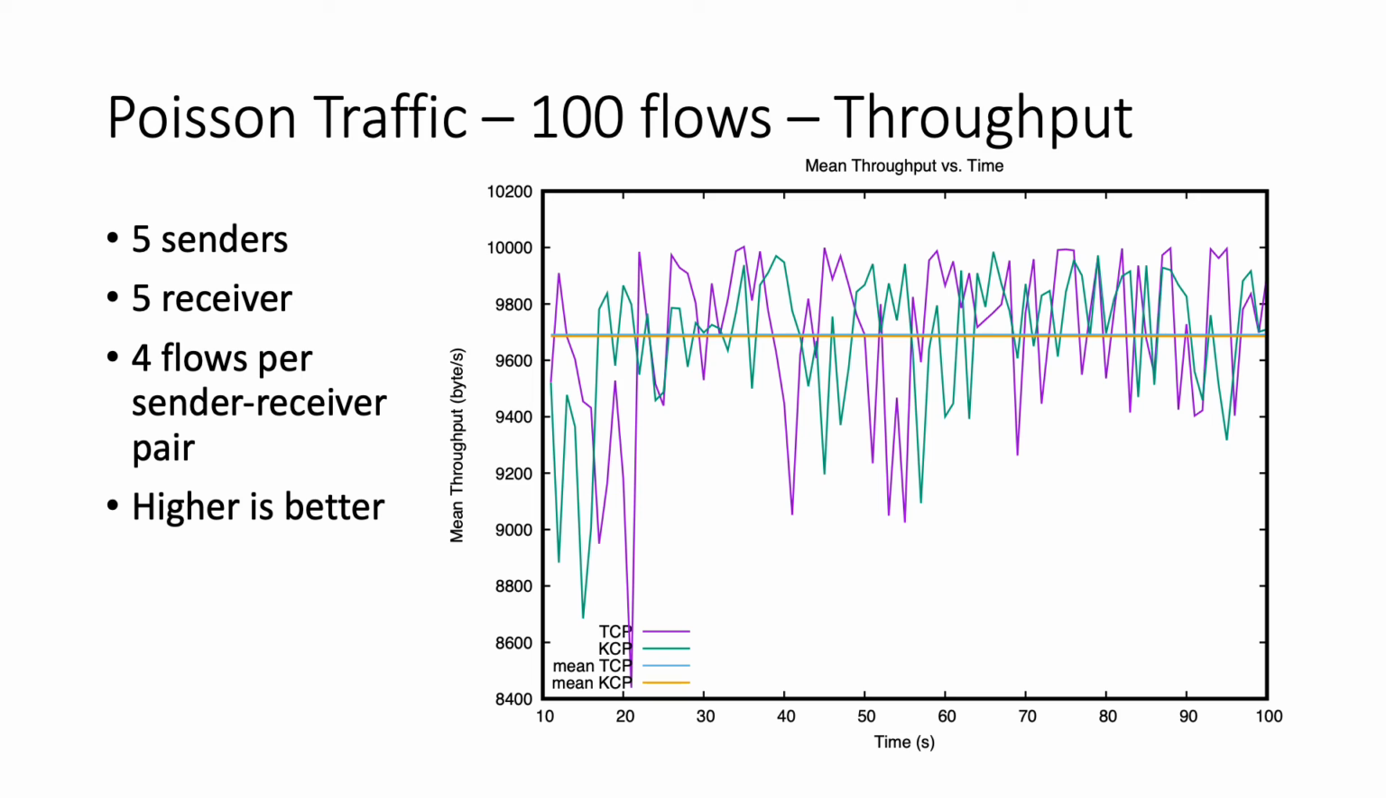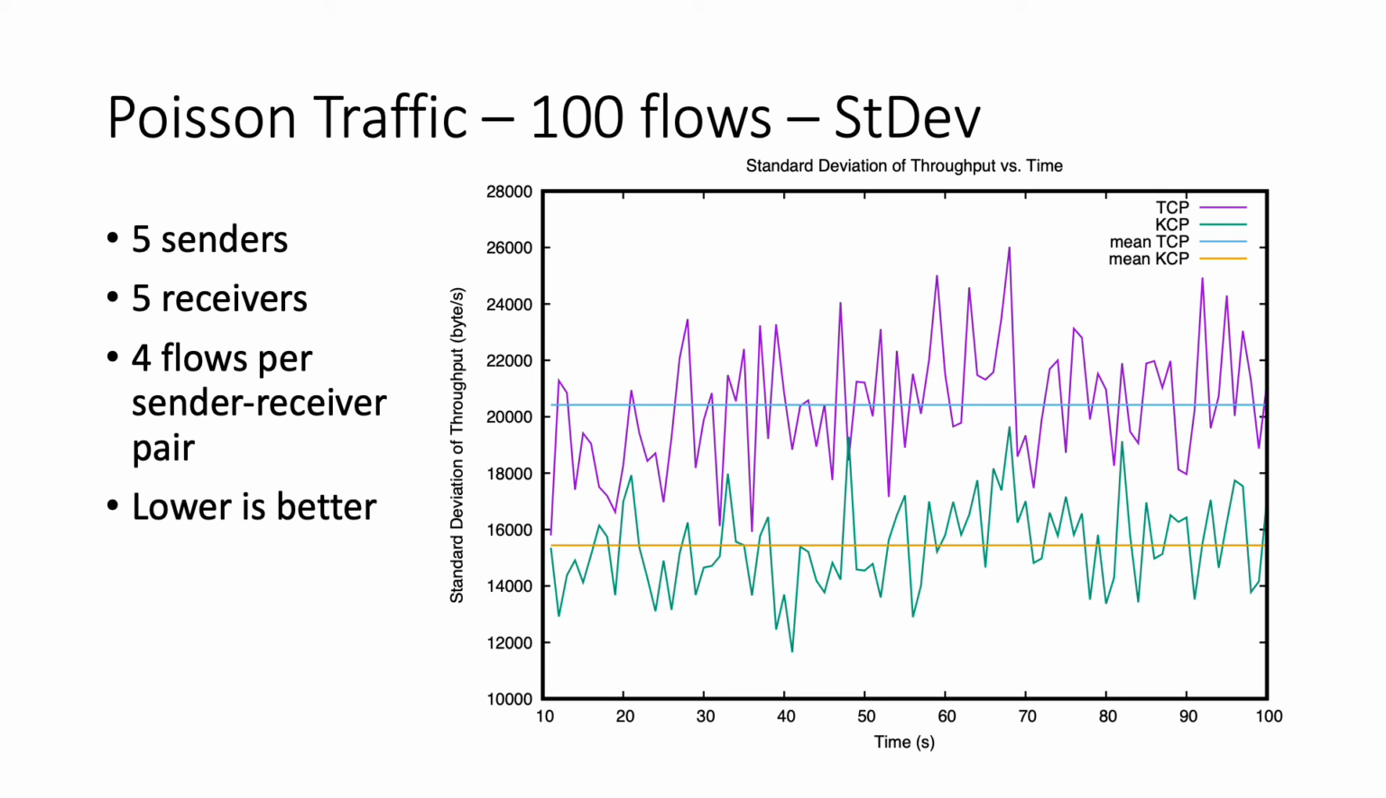But we see that the average is approximately 9,700 bytes per second. And in this case, the throughput of both KCP and TCP is very similar. In fact, TCP's throughput and KCP's are essentially neck and neck. But let's see whether there's a difference in fairness. Does the standard deviation say a different story?